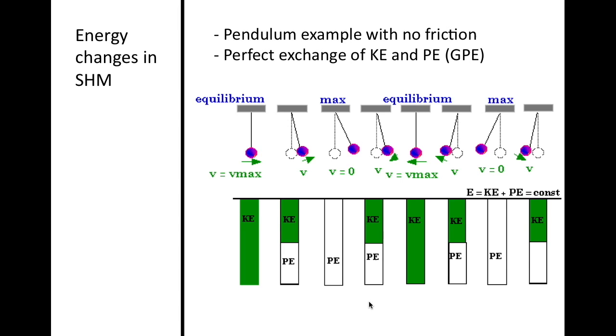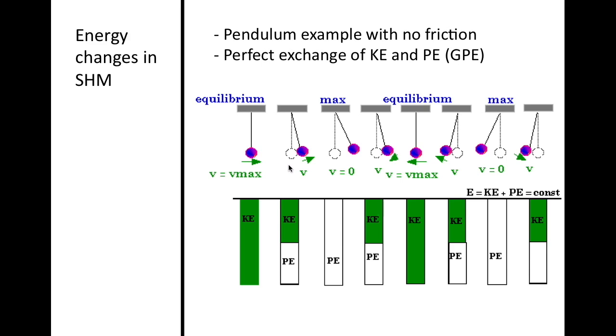When taking into account simple harmonic motion, we do need to talk about how the energy is changing within the system. With the example of the pendulum that has no friction, there is a perfect exchange of kinetic energy to that of potential energy, specifically gravitational potential energy. When the bob is at the fixed point, at the equilibrium point, we have the velocity at its maximum. And so it is completely 100% kinetic energy.